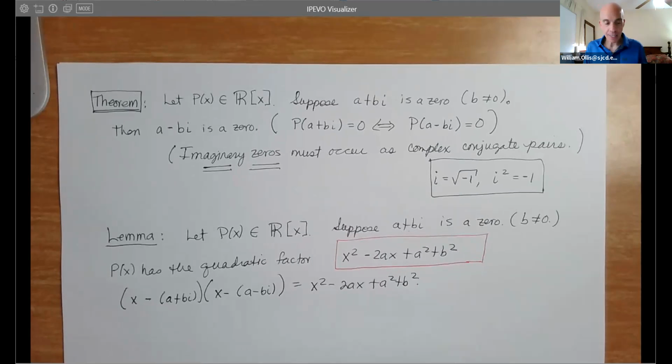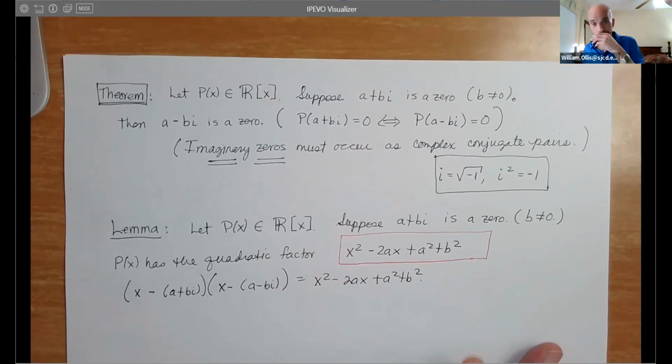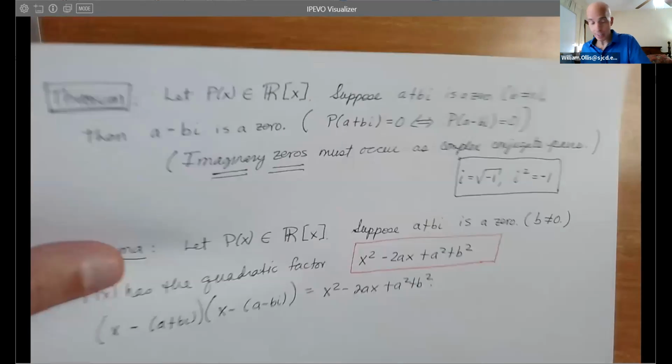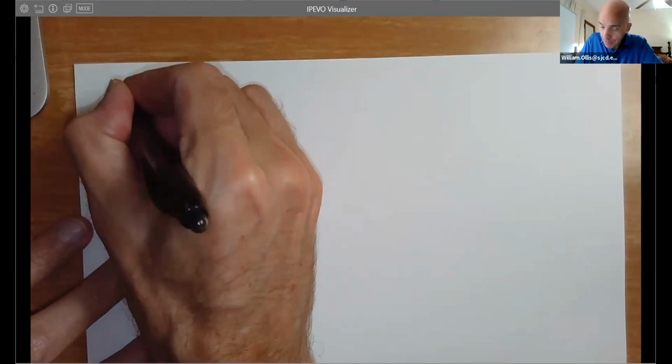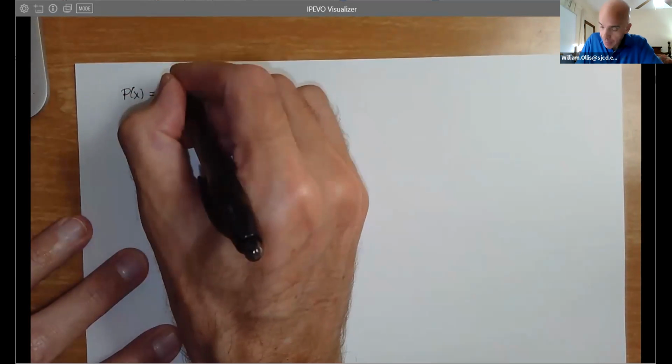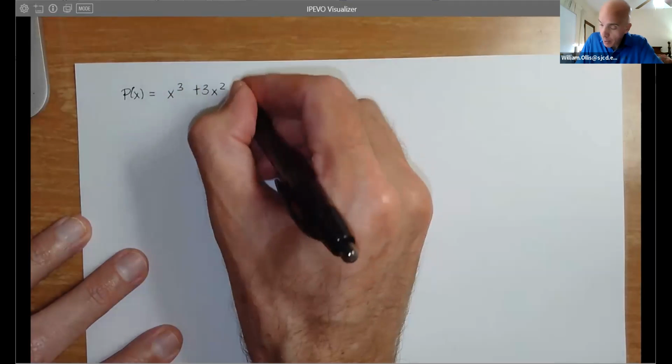So let's use some of these. And I've got some WebAssign problems here. So first we want to do a factorization. Then we want to build a polynomial using our new little tricks here. And they are tricks, even though they're theorems, we think of them as very handy tricks. So let's do a complete factorization of the following polynomial. So we have P of X equals X cubed plus 3X squared plus 6X.